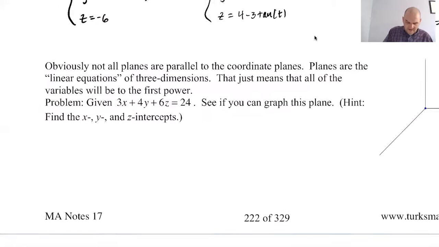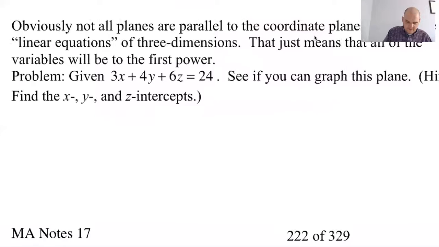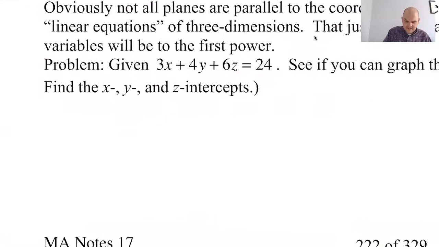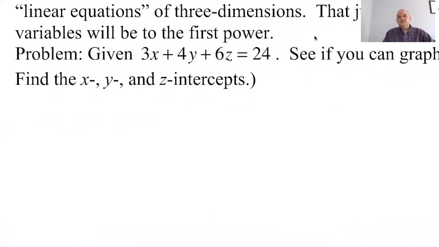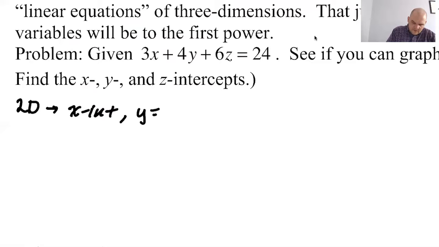So we have the plane 3x plus 4y plus 6z equals 24. The way that I'm going to plot this is I'm going to look at the intercepts: the x-intercept, the y-intercept, the z-intercept. Think in 2D: the x-intercept would just be y equals 0 and then whatever you get, and the y-intercept would just be x equals 0 and whatever you get.